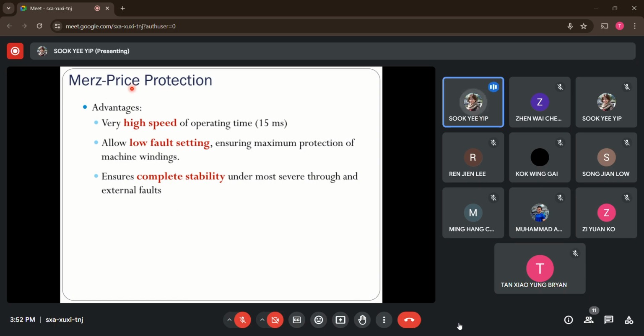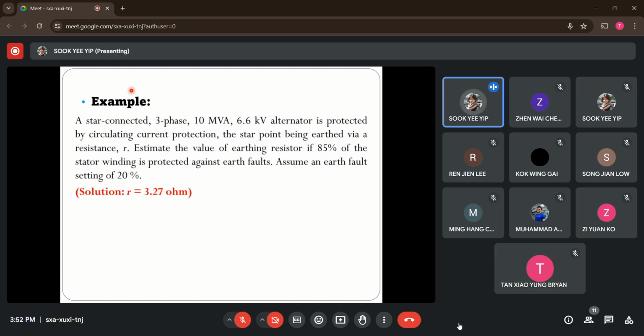Okay, so let's look into one example before I give you a 5 minute break. We have one example here dealing with how to find the earth resistance value for the stator winding dealing with earth fault situation. So let's check out the example here. We are given a Y connected or star connected three-phase alternator, the generator, with power rating of 10 megavolt-amperes, operating at the voltage 6.6 kilovolts, and it's being protected by the circulating current protection scheme. This is actually the differential protection scheme.